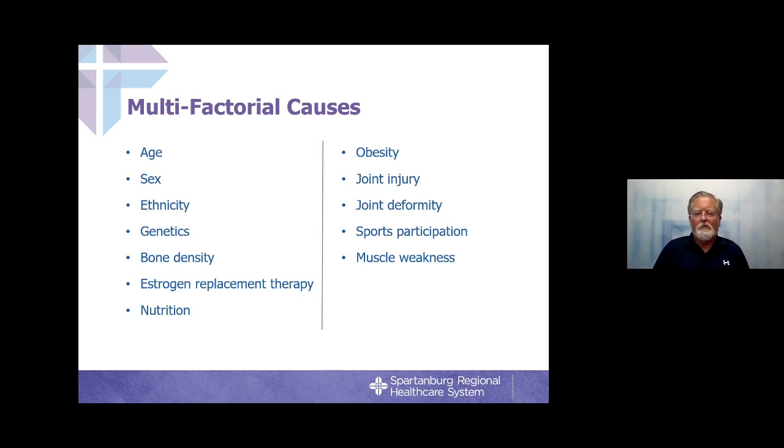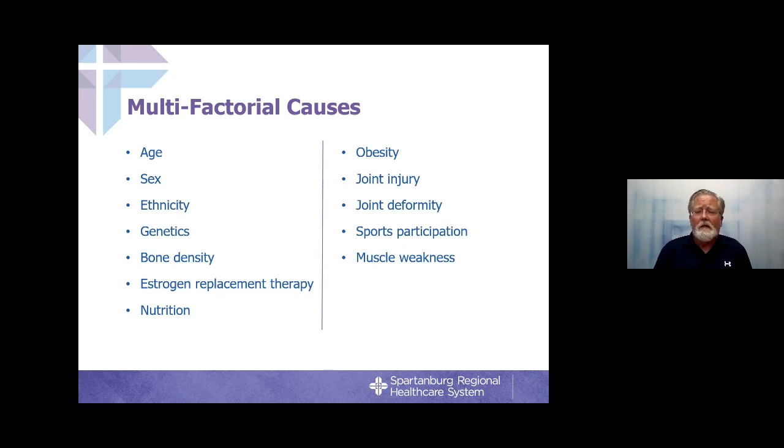Now, sports participation, believe it or not, actually is probably beneficial in the face of a normal joint with no deformity. There are studies that show when you look at runners, the coating on the end of the bone, the articular cartilage, is actually thicker in runners than it is in non-runners.